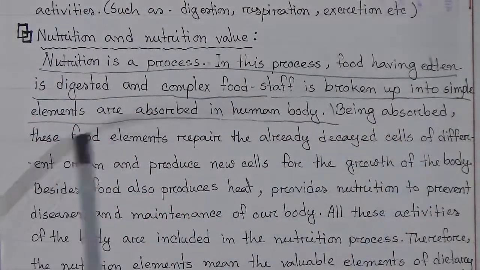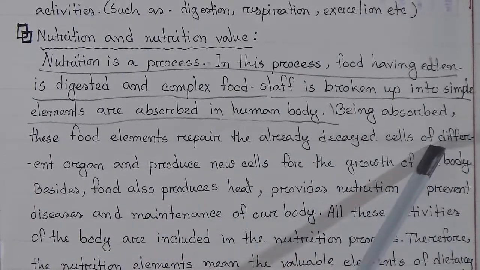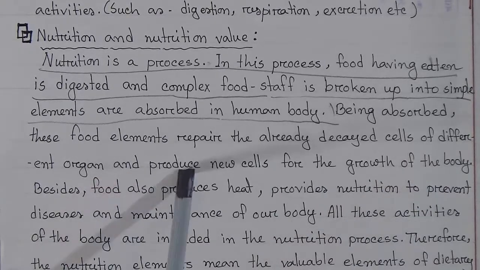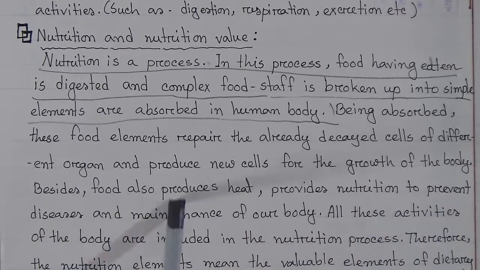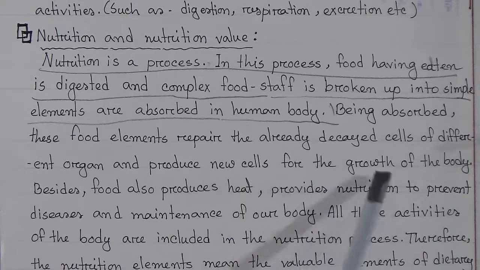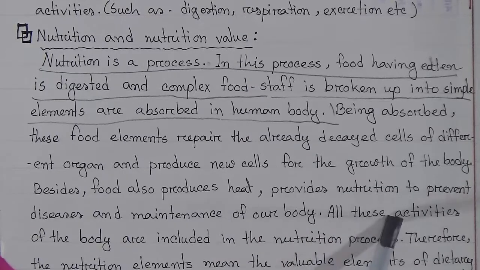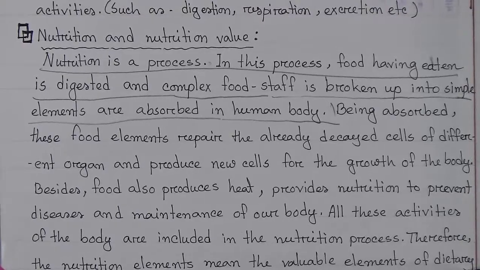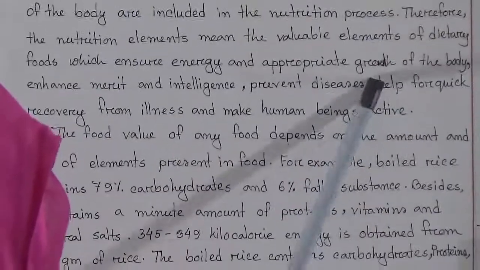Being absorbed, these food elements repair the already decayed cells of different organs and produce new cells for the growth of the body. Besides, food also produces heat, provides nutrition to prevent diseases and maintenance of our body. All these activities of the body are included in the nutrition process. Therefore, the nutrition elements mean the valuable elements of dietary food which ensure energy and appropriate growth of the body.